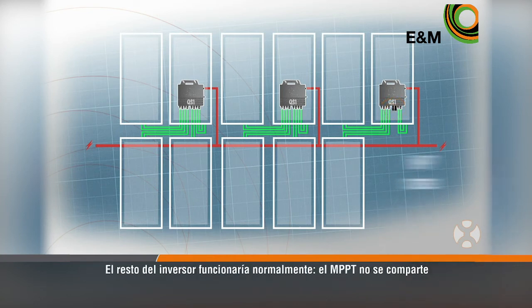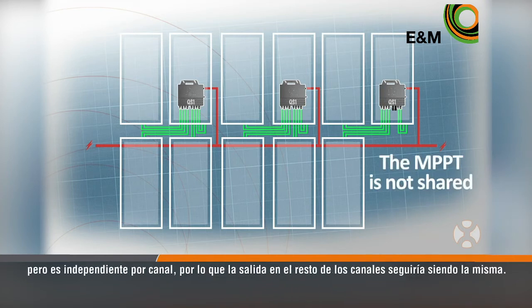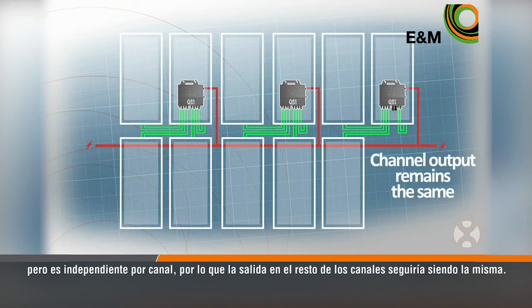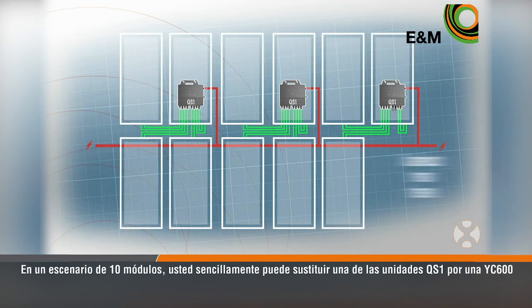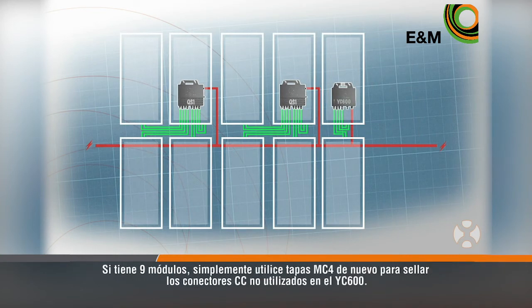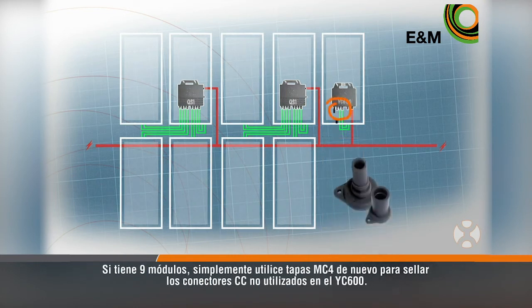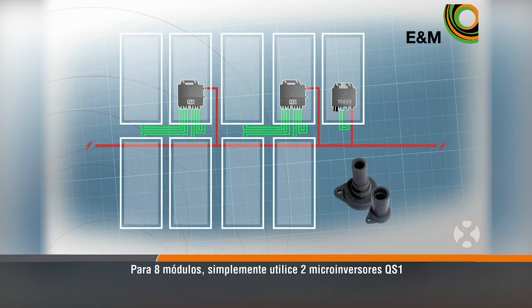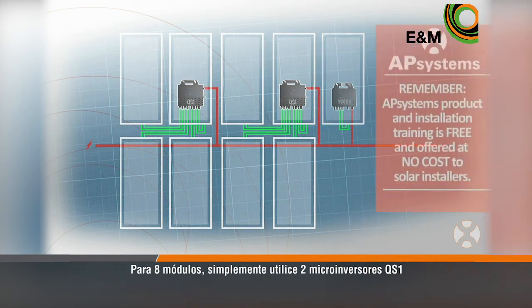The MPPT is not shared, but independent per channel, so the output on the rest of the channels would remain the same. In a 10-module scenario, you can simply replace one of the QS1 units with a YC600. If you have 9 modules, just use MC4 caps once again to seal the unused DC connectors on the YC600. For 8 modules, simply use 2 QS1 microinverters.